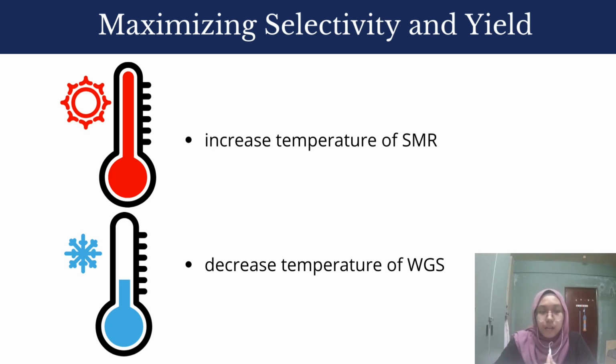And the last method is to decrease the temperature of the WGS reaction. The WGS process is exothermic, releasing heat with a value of negative 41.2 kJ per mole, so the system needs to lose energy. In order to favor the forward reaction, the reaction needs to be done at low temperature to increase the conversion.